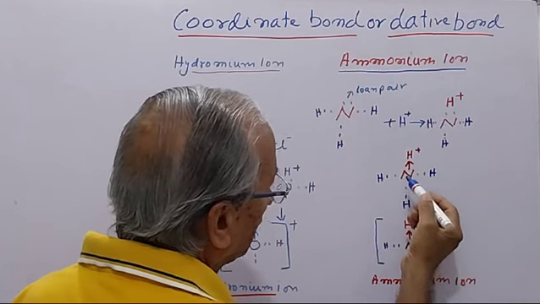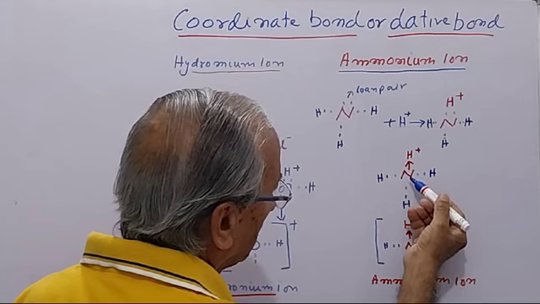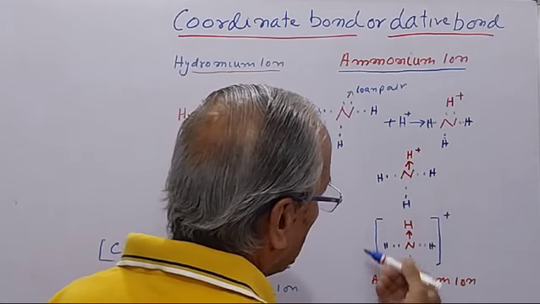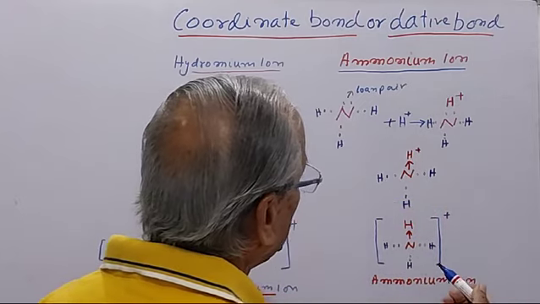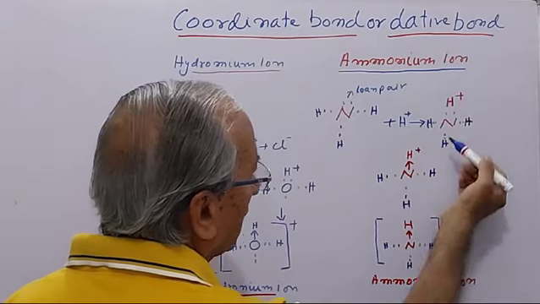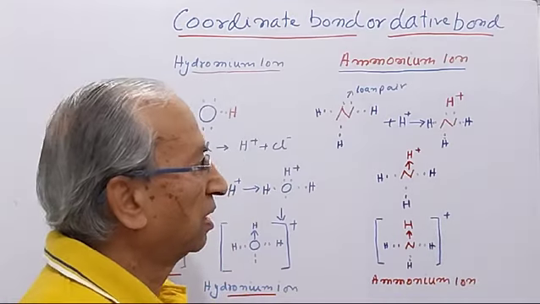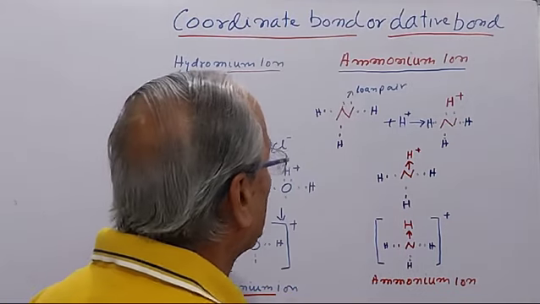Now this coordinate bond is represented by an arrow. This arrow from nitrogen to the hydrogen indicates that the lone pair is from the nitrogen to the hydrogen. Now as a whole, this is the ammonium ion. So in the case of the ammonium ion, there is sharing of electrons between nitrogen and hydrogen, and the shared pair between the nitrogen and hydrogen is from the nitrogen.